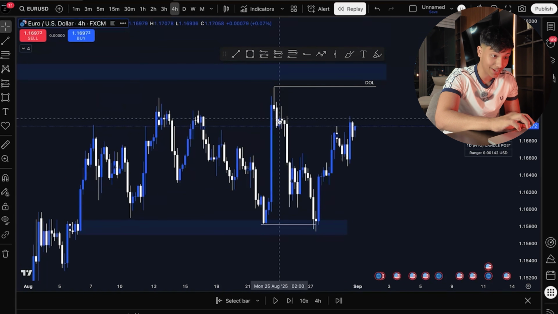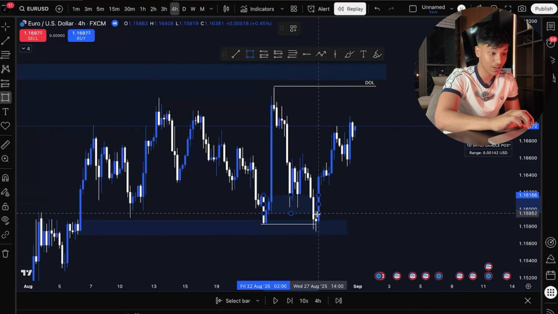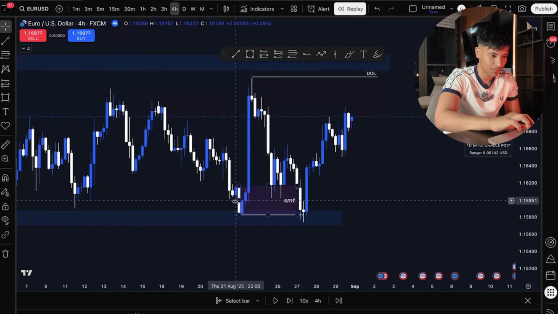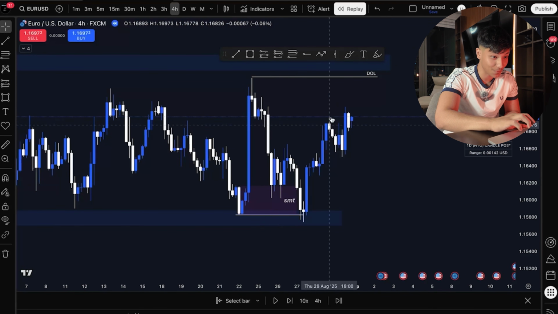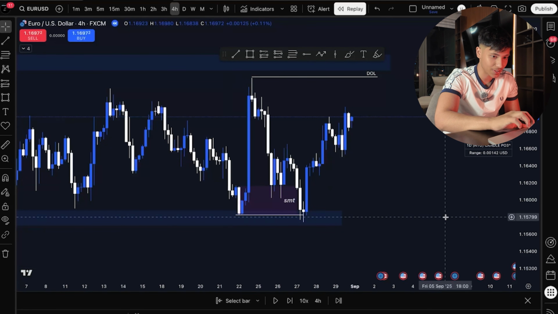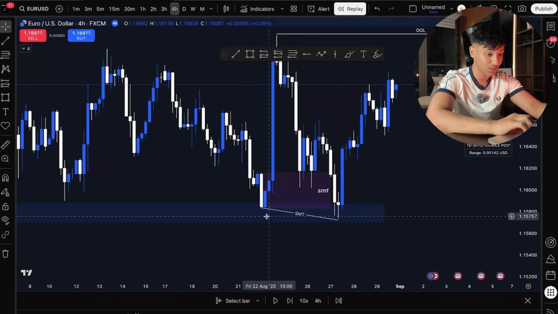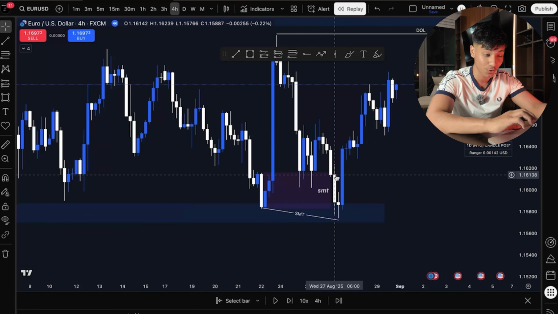The market ended up spiking up, inviting them buyers in. This level over here was a smart money trap. And we can clearly see that through when the market gave off this fake reaction, failed to break higher, and rallied lower and gave off this inducement. Now, you guys can see over here, Friday, 22nd of August, this low ended up getting taken out on EURUSD.